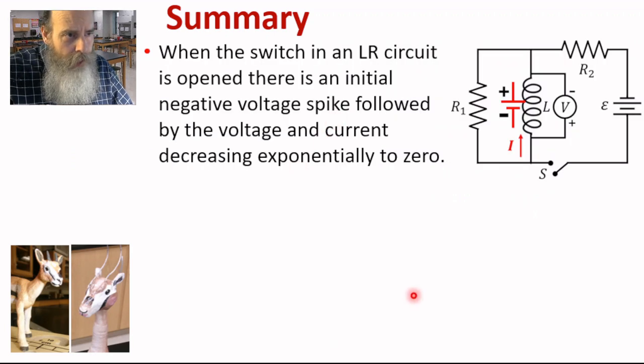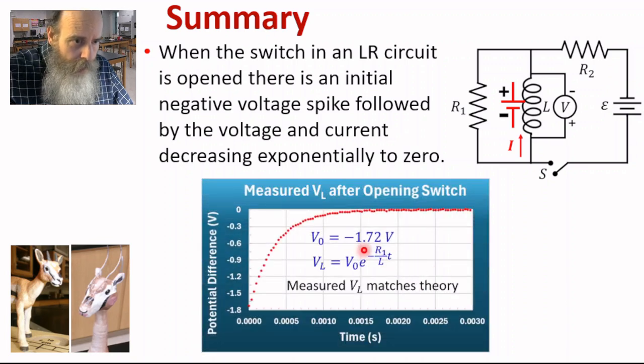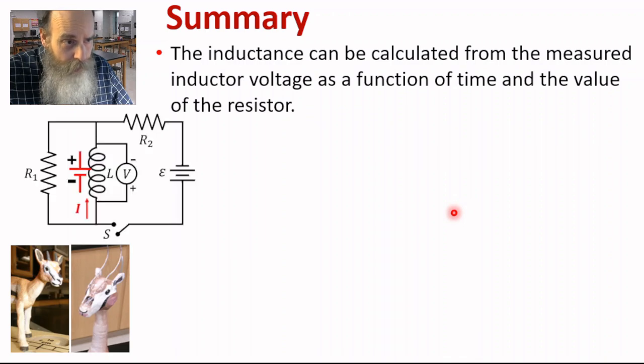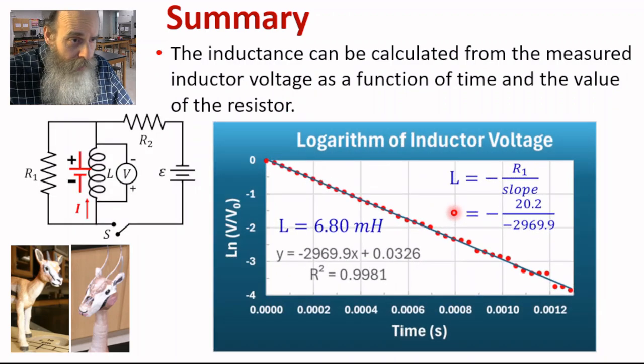When the switch in an LR circuit is opened, there's an initial negative voltage spike, followed by the voltage and current decreasing exponentially to 0. And here we have the measured voltage, which starts at negative 1.8, and then the magnitude of that voltage decreases exponentially to 0. And the inductance can be calculated from the measured inductor voltage as a function of time and the value of the resistor. So we had our plot of ln V over V0 versus time, and we found L was 6.80 millihenries.